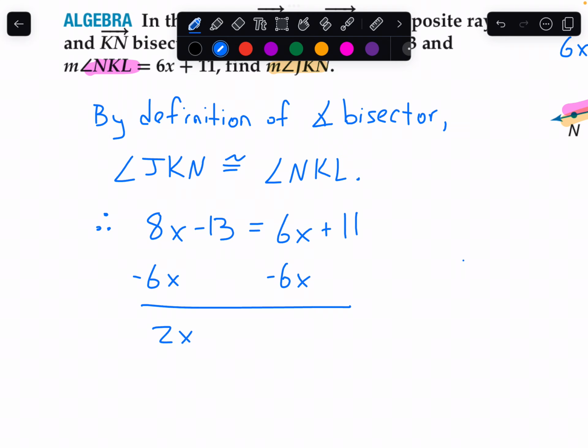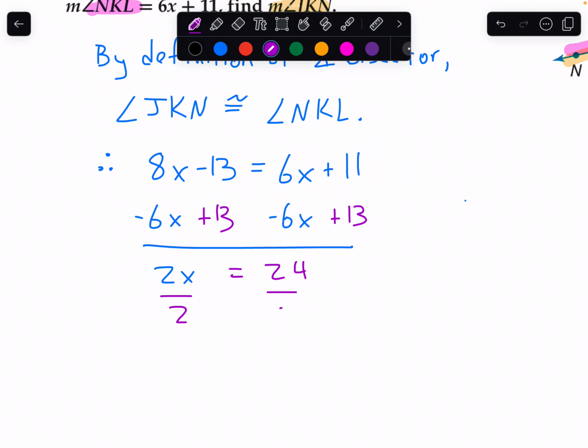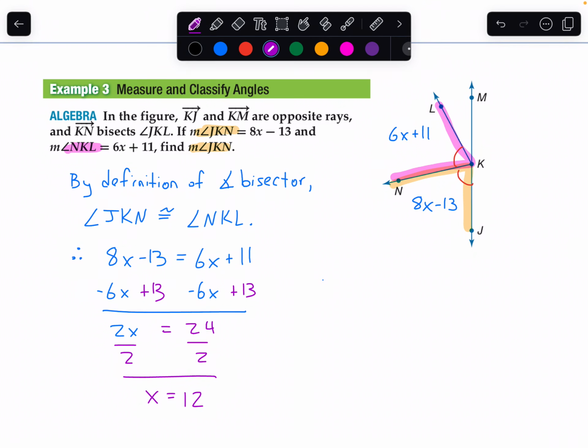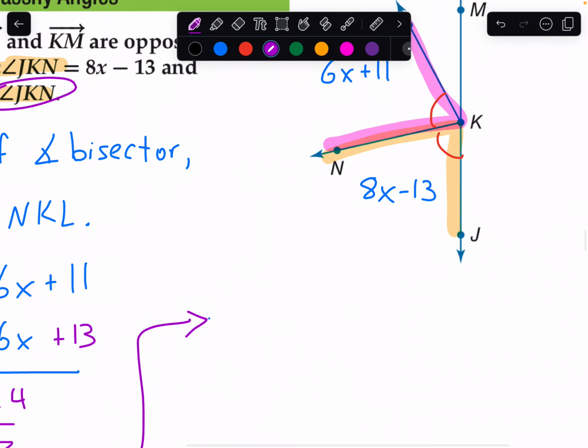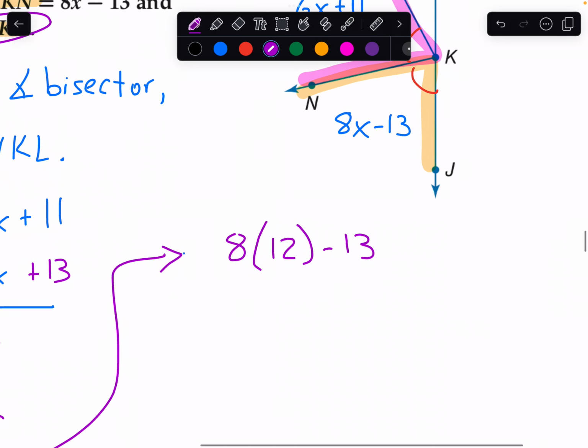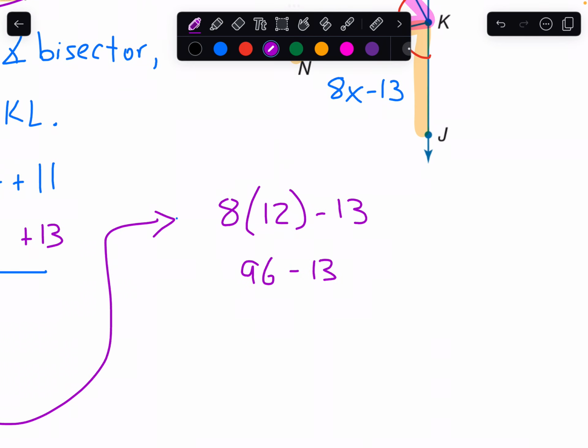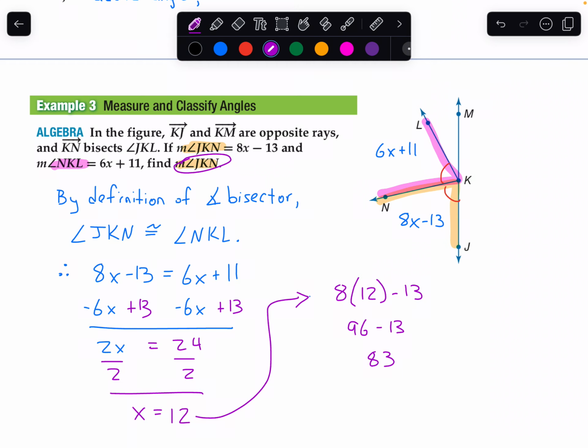We are left with 2x on this side. Add 13 to both sides. Get rid of it over here. 11 plus 13 is 24. Divide both sides now by 2 to arrive at x equal to 12. Am I finished yet? No, I need to find JKN. So let's plug this value for x into the expression for JKN, which was 8 times the value of x minus 13. 8 times 12, 8 times 10 is 80, 2 times 8 is 16, 80 plus 16 is 96. Minus 13: 96 minus 10 is 86, minus 3 leaves 83. And this is the measure of an angle, so I would expect it to be in degrees.